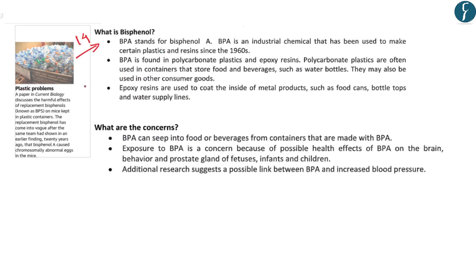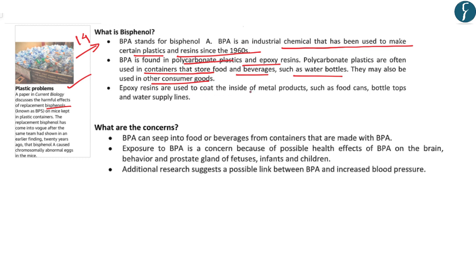It talks about plastic problems and basically mentions bisphenols. So, let's learn certain basic facts about bisphenol. It says that bisphenol is an industrial chemical that has been used to make certain plastics and resins since the 60s, and bisphenols are found in polycarbonate plastics and epoxy resins. These polycarbonate plastics are often used in containers that store food and beverages such as water bottles. They may also be used in other consumer goods.